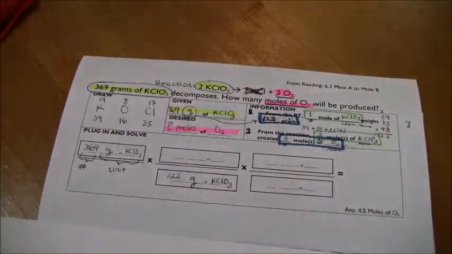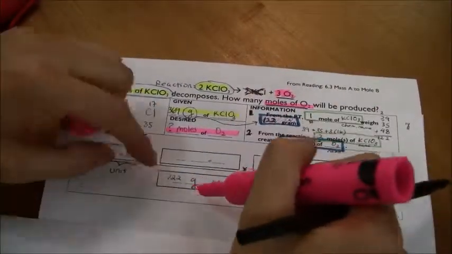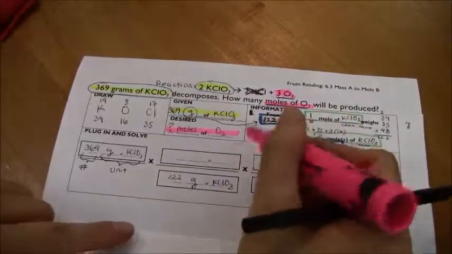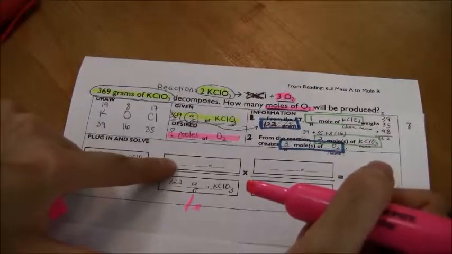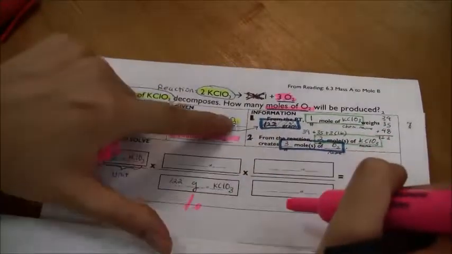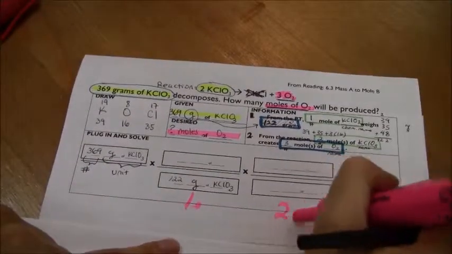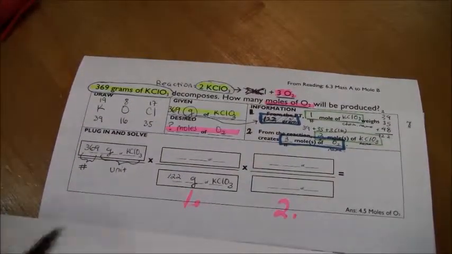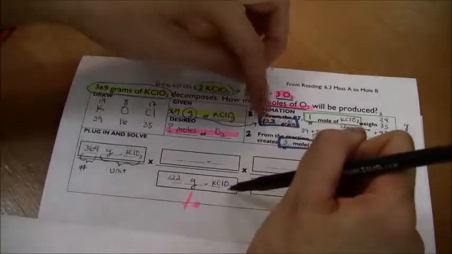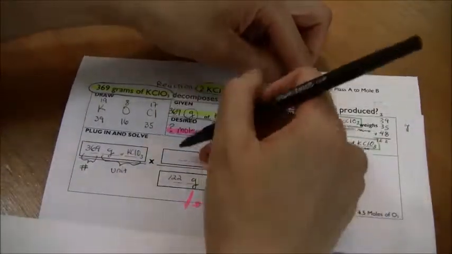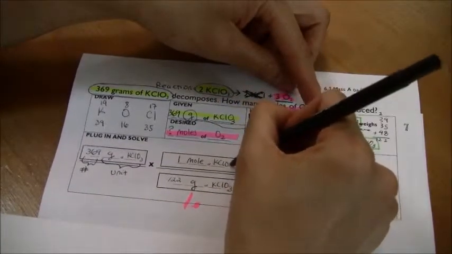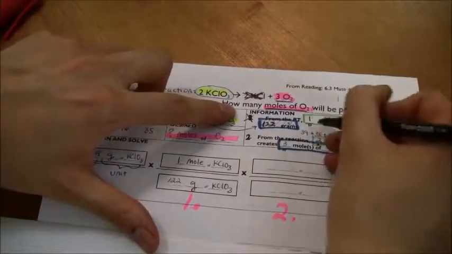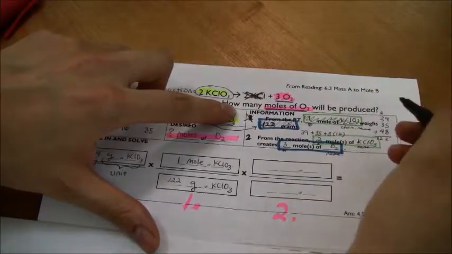So if you want, you can label your fractions. Since we used 122 from the first clue, this clue right here is from information number 1. That leaves us with information number 2 for the second fraction. So 122 grams of KClO3 is the same as, or equivalent to, 1 mole of KClO3. So now we've used information number 1. We're going to cross it off so we do not use that piece of information again and repeat ourselves.